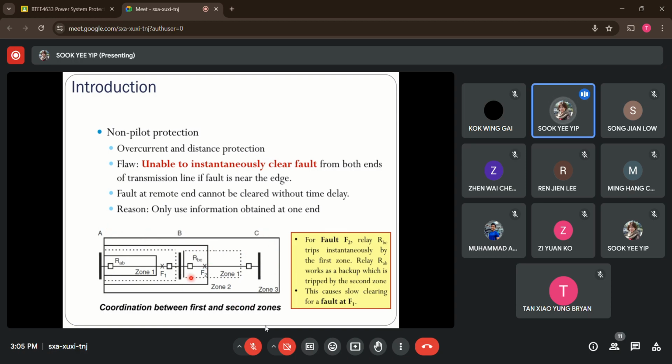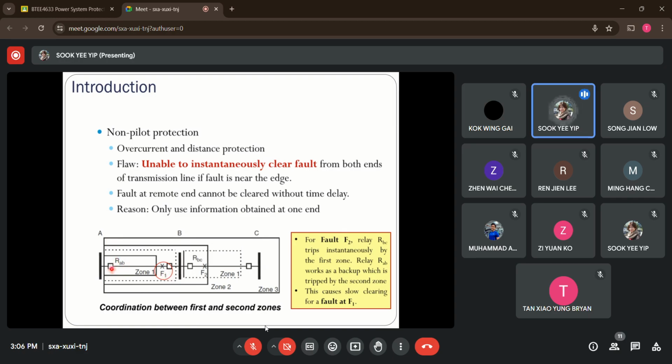The same applies for terminal B here. We have distance relay RBC. So this is the first zone, for example. The second and third zones are not being displayed here, all right, due to the constraint of the figures. So right now, what happens if I have a fault that occurs at the edge of the line in between A and B here, all right?